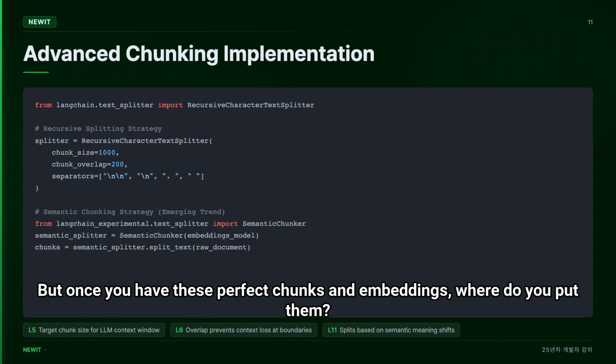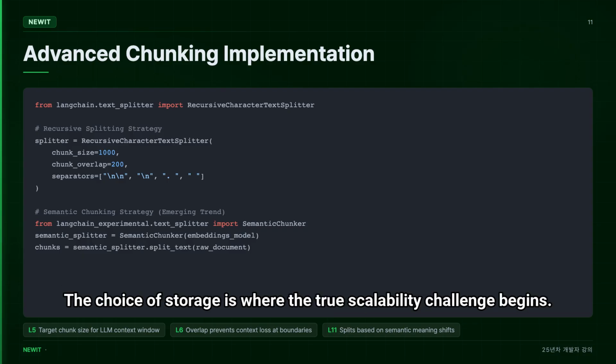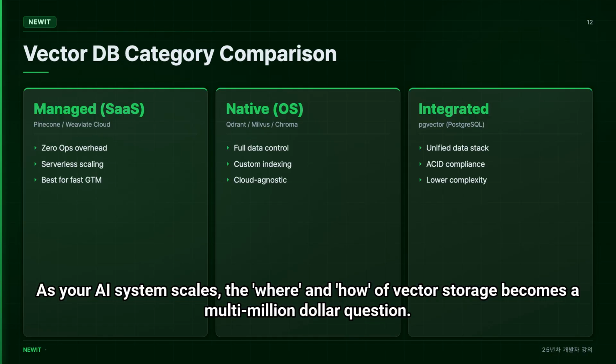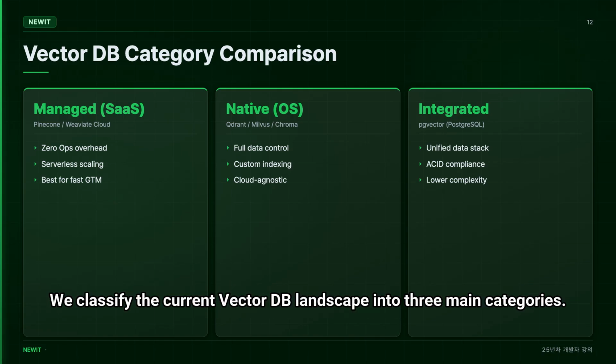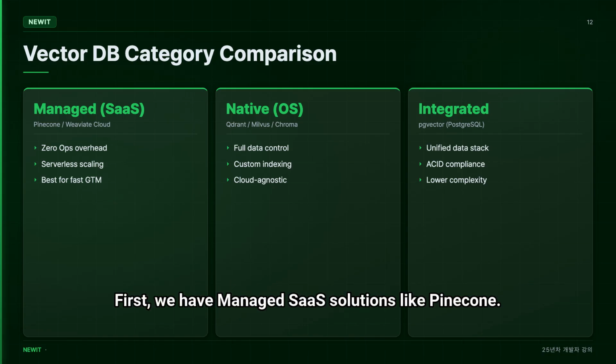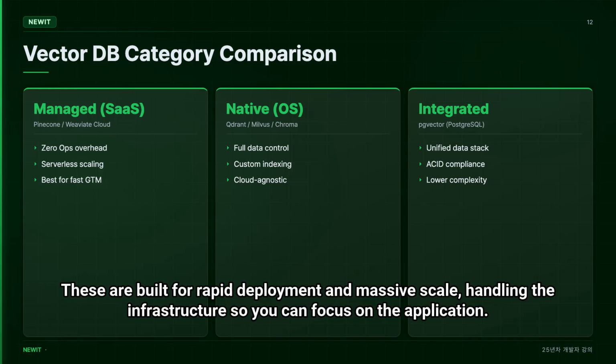But once you have these perfect chunks and embeddings, where do you put them? The choice of storage is where the true scalability challenge begins. As your AI system scales, the where and how of vector storage becomes a multi-million-dollar question. We classify the current vector DB landscape into three main categories: First, we have managed SaaS solutions like Pinecone. These are built for rapid deployment and massive scale, handling the infrastructure so you can focus on the application.